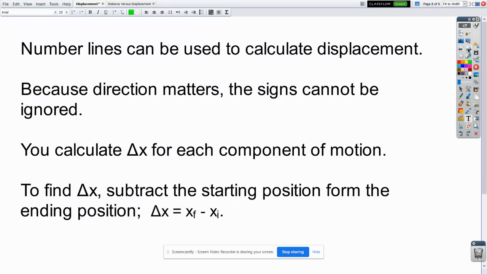Number lines can be used in displacement problems, just like they can be used in position and distance problems. Again, because direction matters, the sign cannot be ignored. You can calculate delta x for each component of a motion. To find delta x, you'll take the final position minus the initial position. Subtract the starting position from the ending position. It's the same way that you would find a change in x or a delta x when you're doing a slope calculation. It's the x coordinate that you ended at minus the x coordinate that you started at.